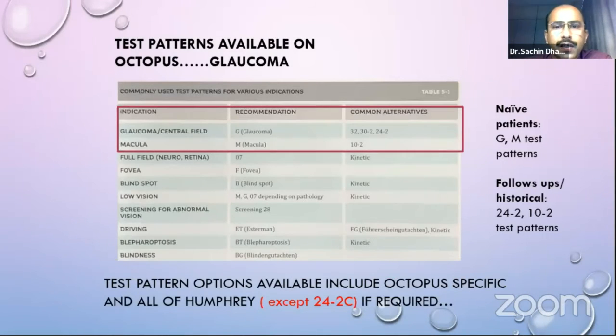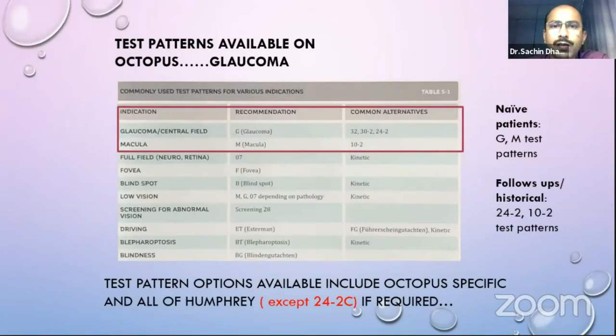Now, the test patterns that are available, we have already seen on the Octopus. For glaucoma, essentially, we use the G pattern and the M pattern because they are the prototype patterns of the Octopus with slight differences from the Humphrey. Although we have the luxury of the 32 pattern from the yesteryears, we have the luxury of 30-2, 24-2, and 10-2 from the Humphrey as well.